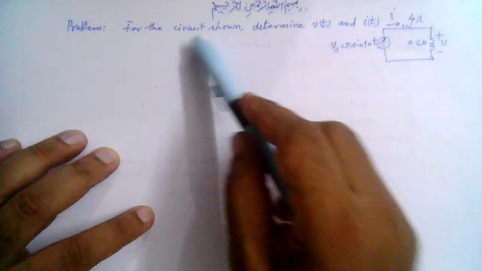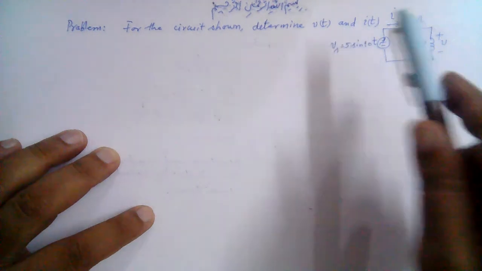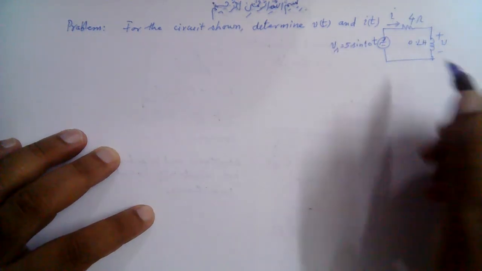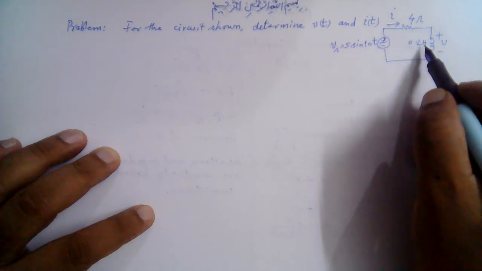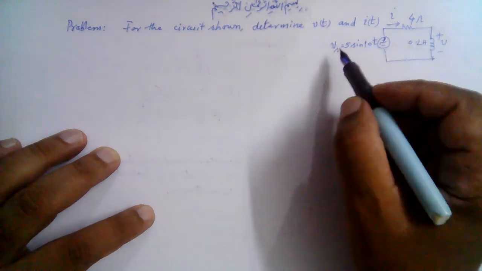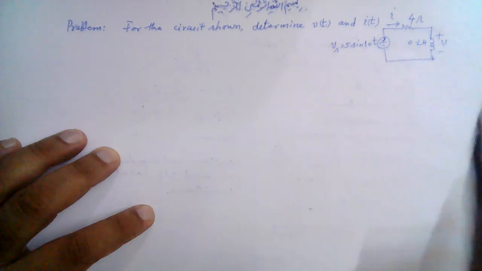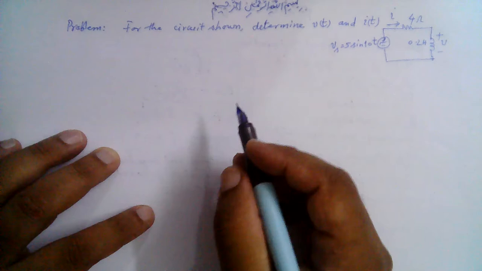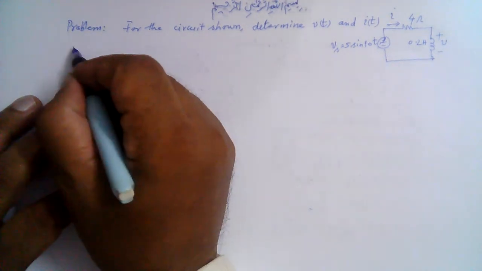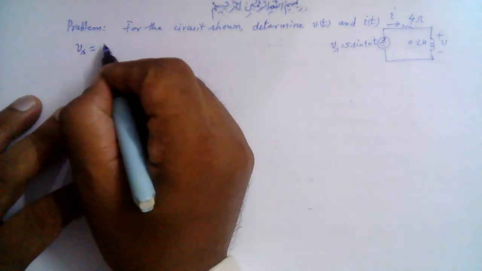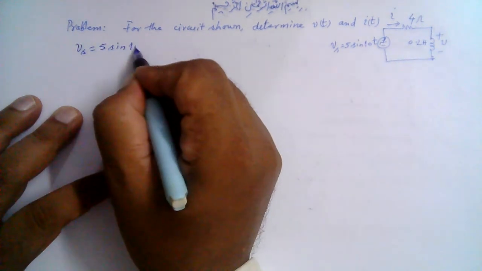For the circuit shown, determine V, V_FT, and I_FT, right? So this is the circuit shown here with the 4 ohm resistance, 0.2 Henry inductance, and this source Vs is equal to 5 sine 10t, right? So let's first transform this circuit into the phasor domain.